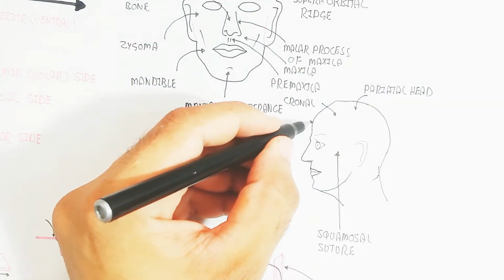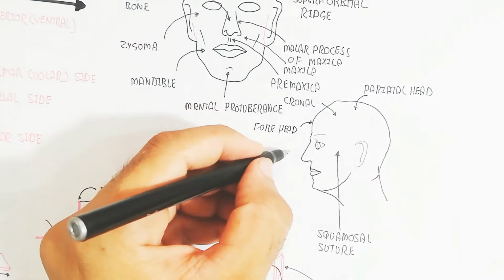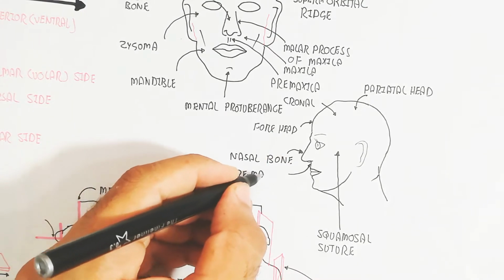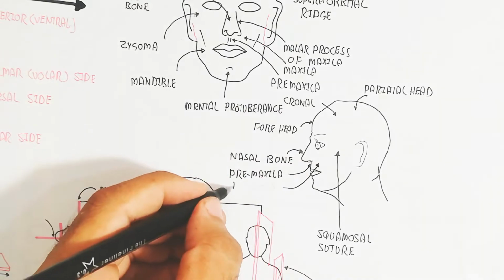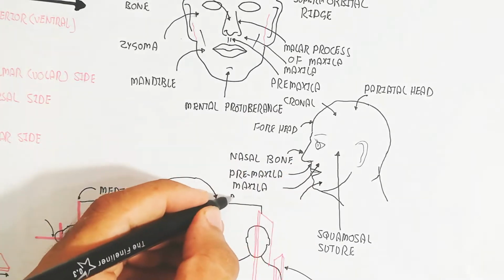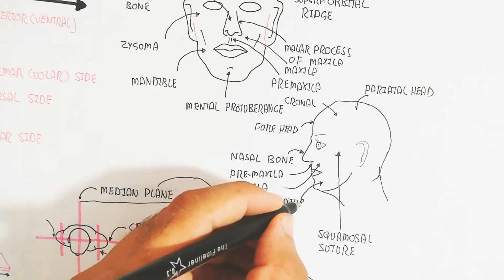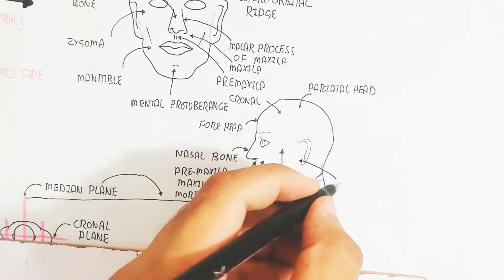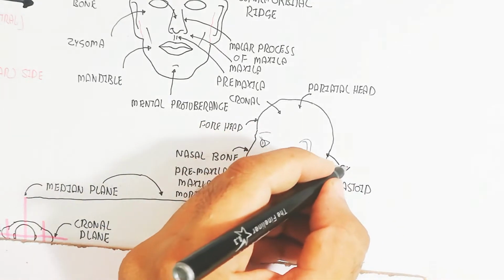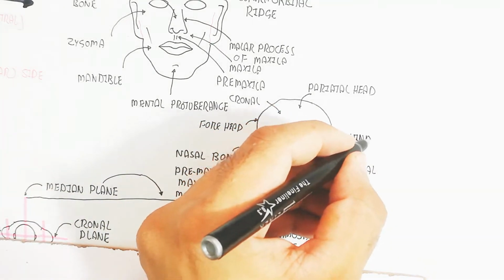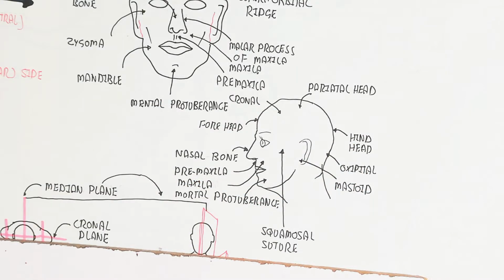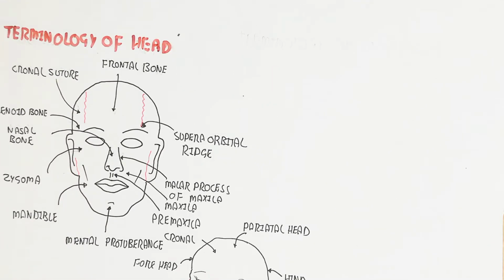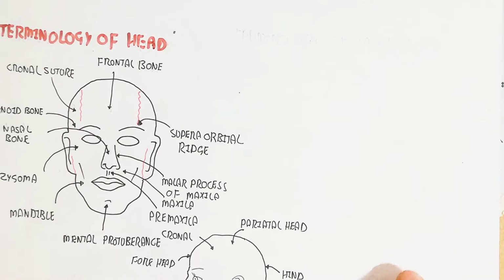Anyhow, this is the side view of the head, which contains the squamosal suture, and this is the forehead. This is the nasal bone region, the premaxilla, and the maxilla. Very important is the mental protuberance and the parietal head, and this is the occipital, the hind head, and the mastoid, because the mastoid bone region is near the ear.